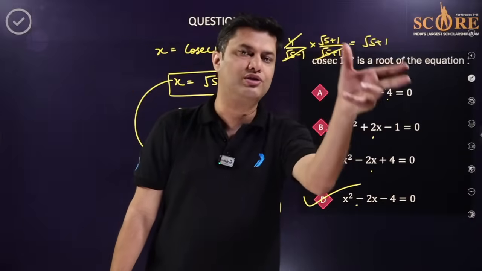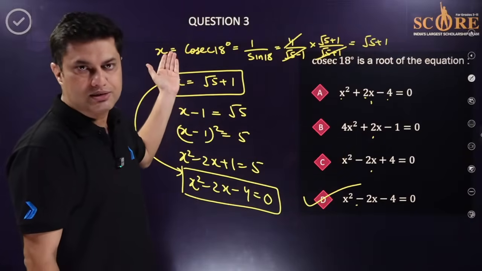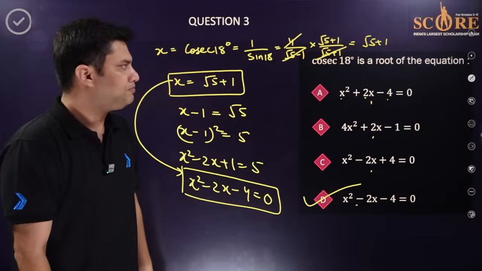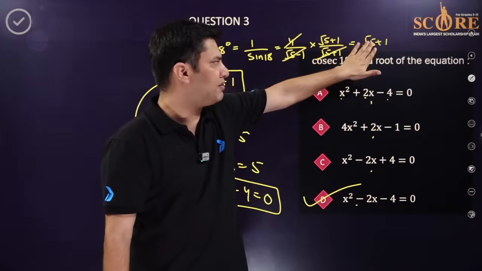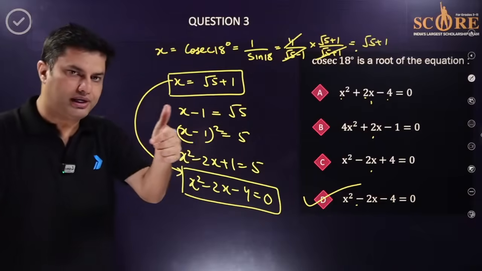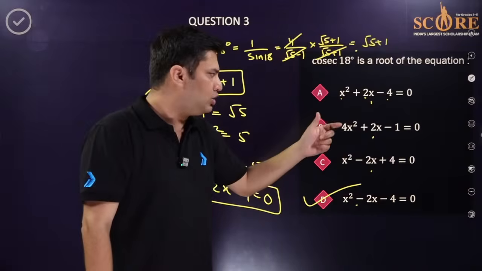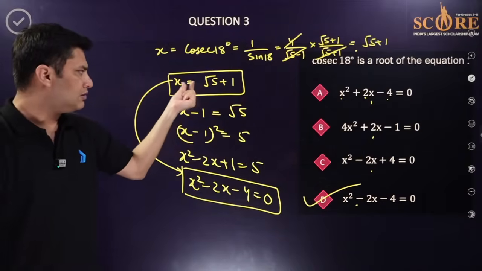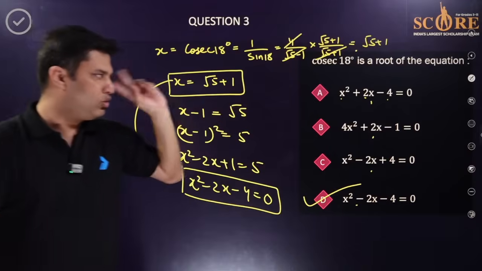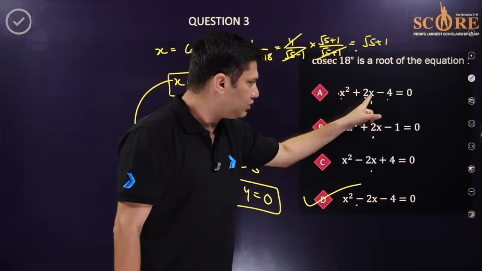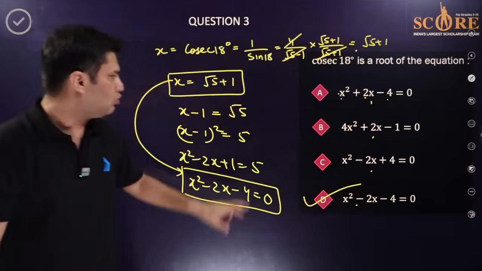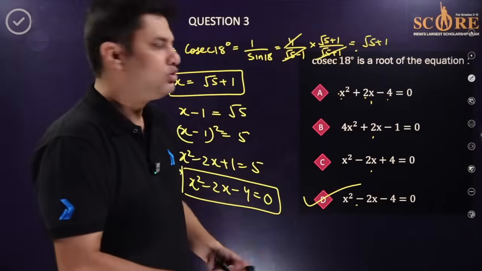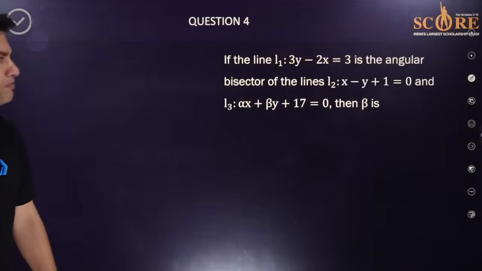Like, cosec 18 is a root of which equation? Let's say cosec 18 is x, which is root 5 plus 1. The short trick is, you don't have to substitute these values and check, it will take a lot of time. It's better to do it like this: x equals root 5 plus 1. You have to observe that every coefficient of the quadratic is an integer. Root 5 has no place. So you have to square on both sides, and it will give you the answer. So yes, option D is absolutely the right answer.